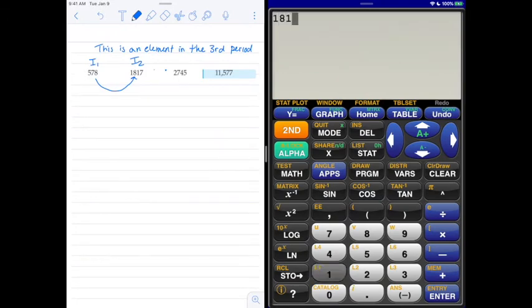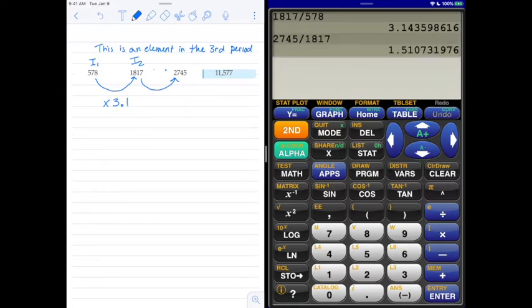I'm going to say 1817 divided by 578, and it looks like we have increased by about 3.1. So 1817 is about 3.1 times 578. Now I'm going to look at this right here, and I'm going to say 2745 divided by 1817, and this is increased by about 1.5. So if I take the second ionization energy and then multiply it by about 1.5, I'll arrive at the third ionization energy.